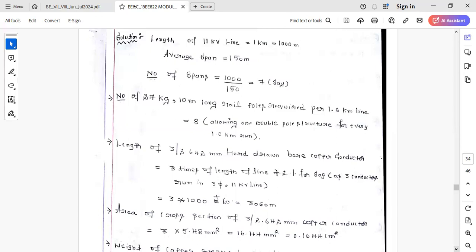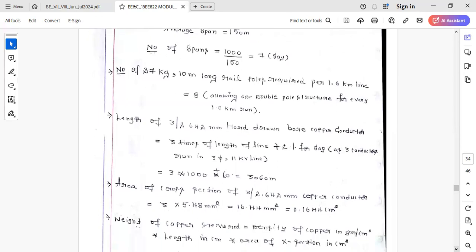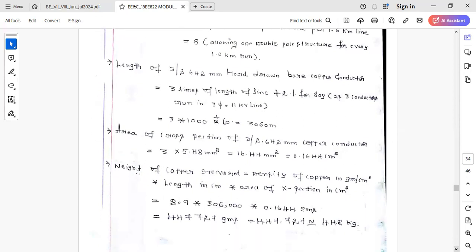Area of cross section of 3 bar 2.642 mm copper conductor is 3 into 5.4 mm square, equal to 16.44 mm square, equal to 0.1644 centimeter square. Weight of the copper required is equal to density of the copper in gram per centimeter cube into length in centimeter into area of cross section in centimeter square. Density of copper is constant, 8.9. We have the length of the conductor as 3060 meter. We need to convert from meter to centimeter by multiplying by 100. 3060 into 100 gives 306,000, into 0.1644 area of cross section in centimeter square.